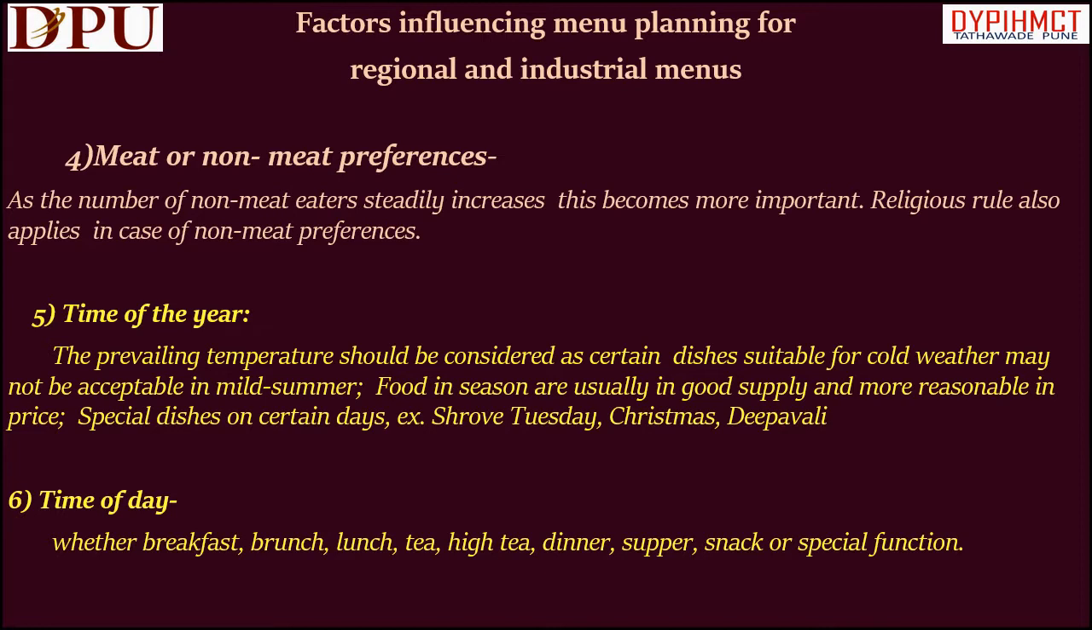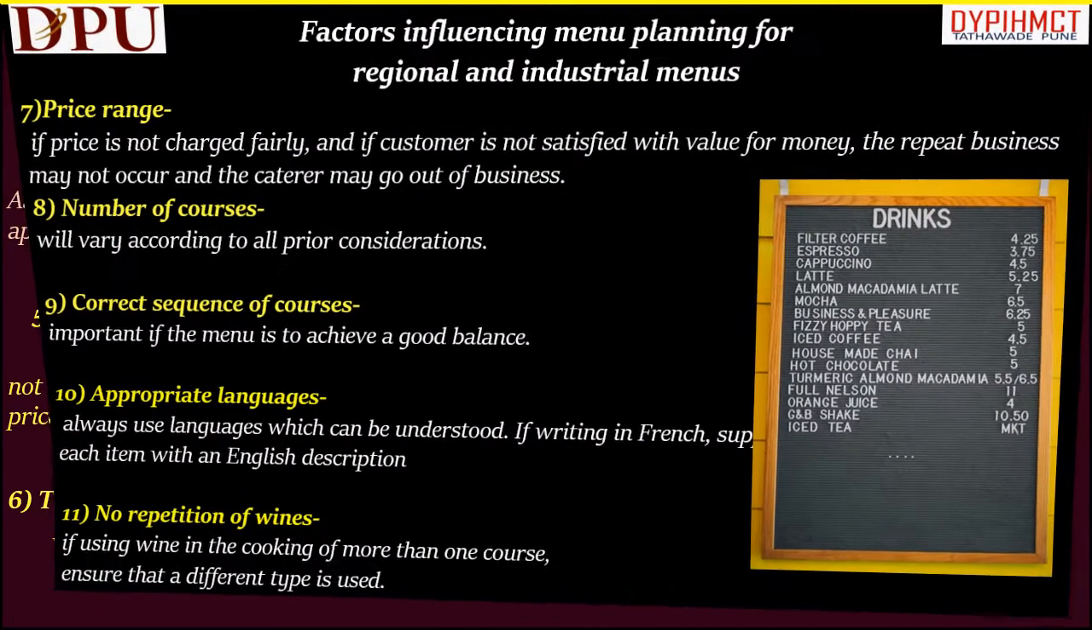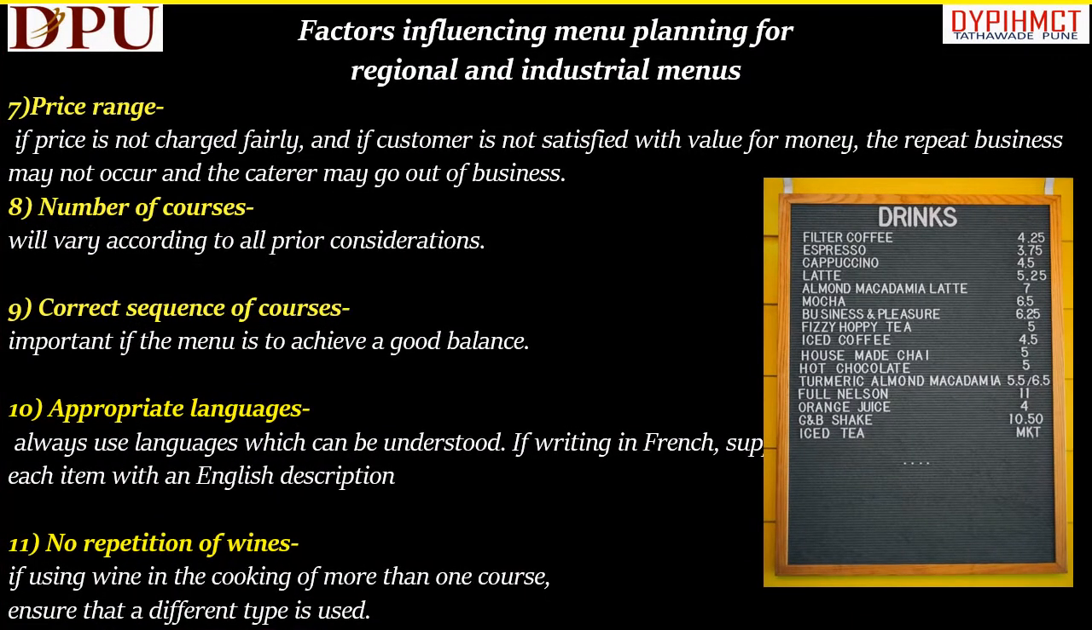Time of the day. This is for the meal for which we are planning the menu, whether breakfast, brunch, lunch, tea, high tea, dinner, supper, snacks, or special function. Menu planning is also influenced by the following factors. Price range. If price is not charged fairly, and if the customer is not satisfied with value for money, the repeat business may not occur, and the caterer may go out of business.